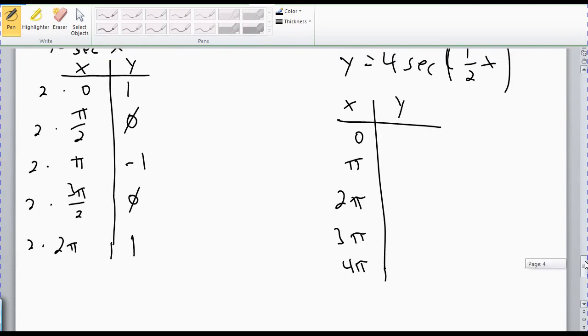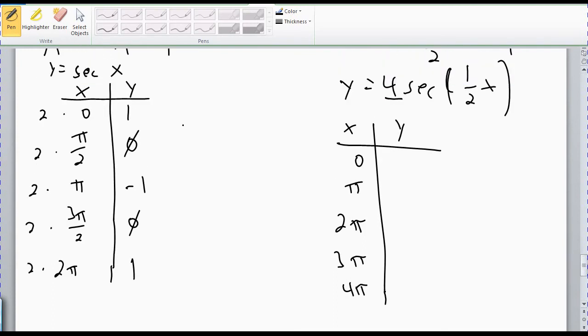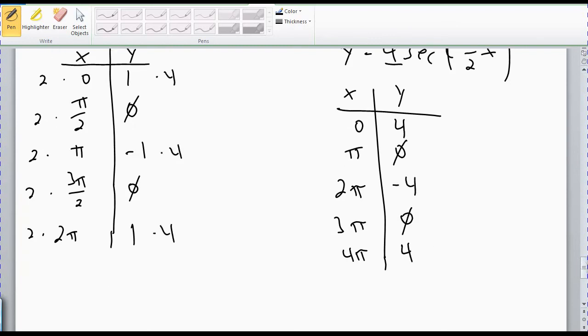And then, remember what the 4 does? It makes all these y values bigger. So we multiply those by 4. So 1 times 4 is 4. Can't multiply something that doesn't exist by something, so it stays as it doesn't exist. Negative 1 times 4 is negative 4. That doesn't exist. And 1 times 4 is 4. So we're going to use these points to draw the graph of y equals 4 secant 1/2 x.